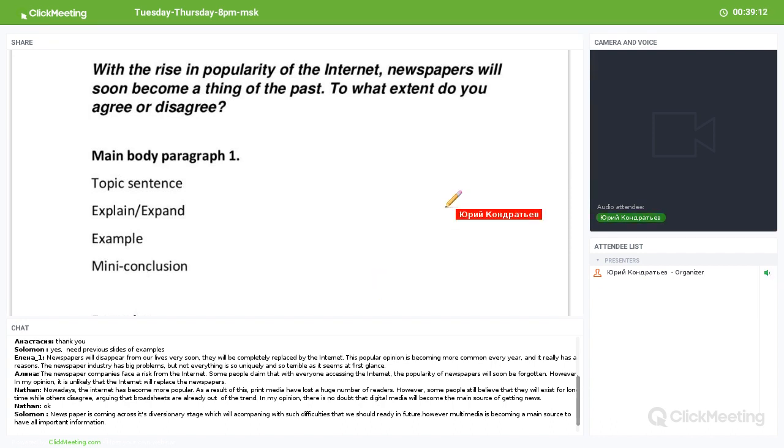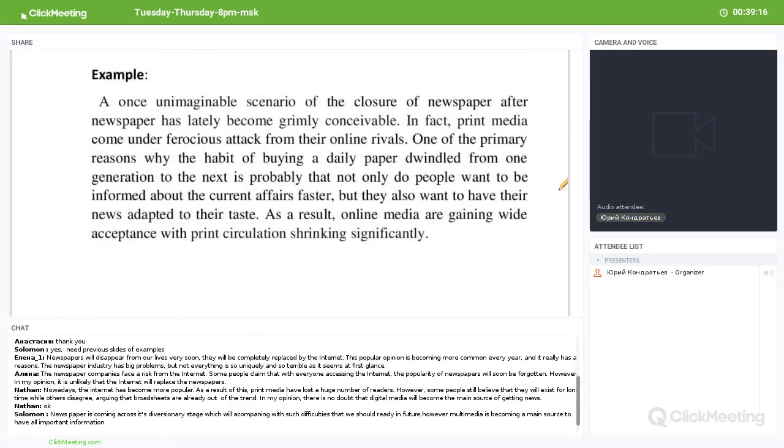Okay, so here is my example. I first give a topic sentence with the main idea, then I explain it. Then instead of an example, I give a reason. So I'll just prove it. And then I give a mini conclusion.